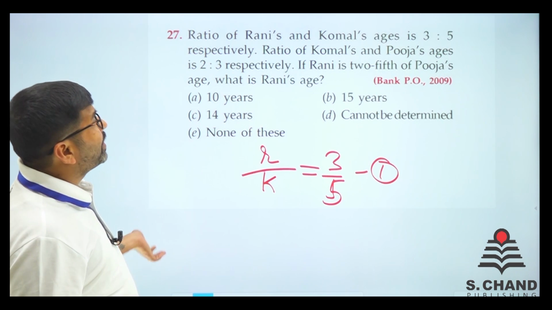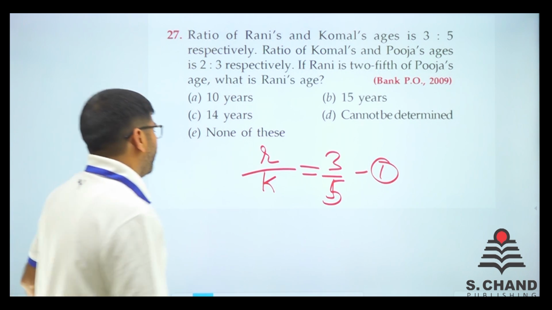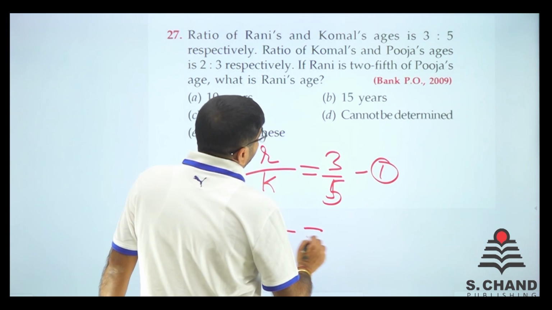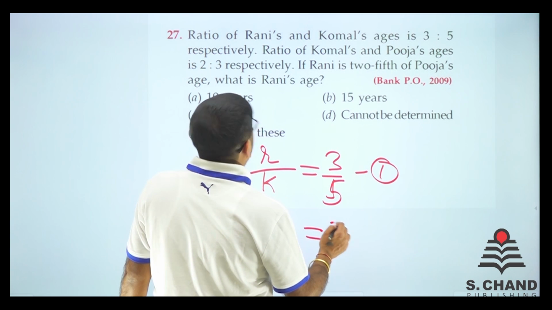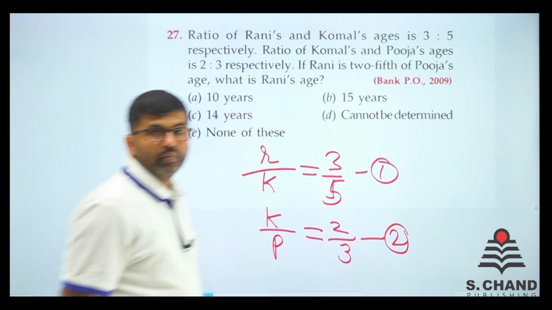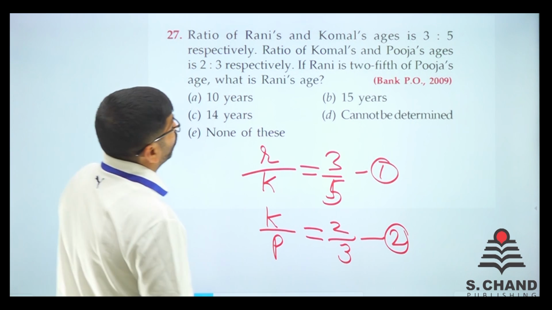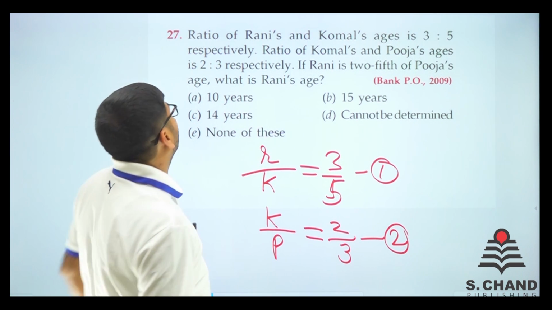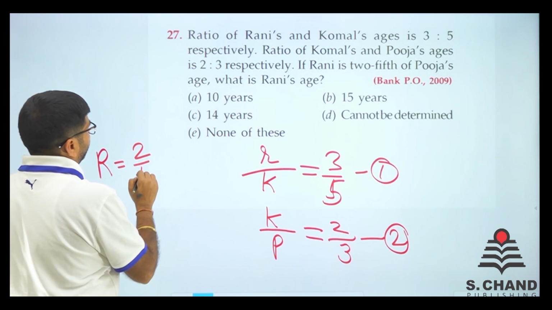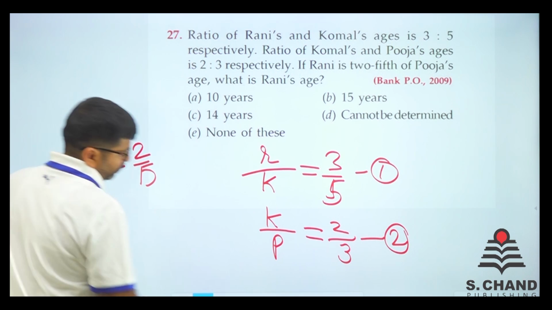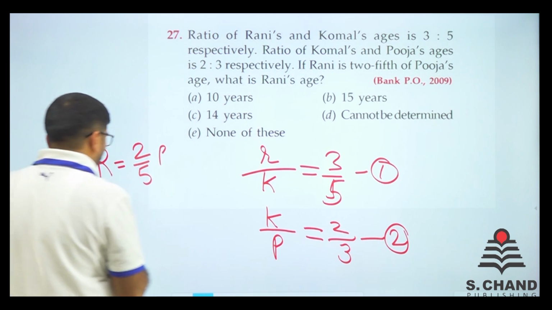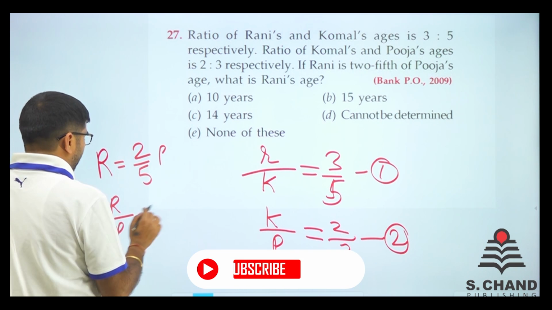Ratio of Komal's age to Pooja's age. So Komal is K, let's suppose Pooja is P. It is given 2 upon 3. That is equation number 2. And the third ratio: Rani is 2/5 of Pooja's age. So R by P is 2/5.